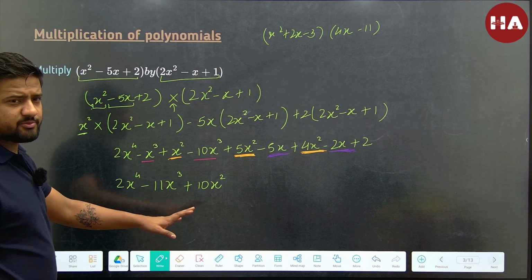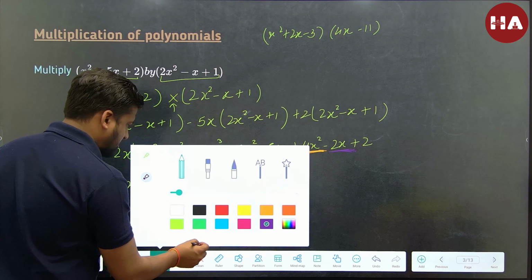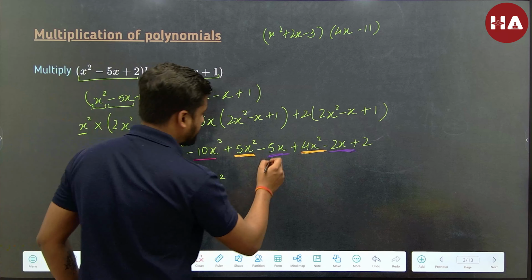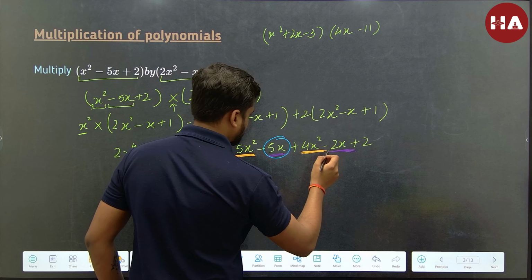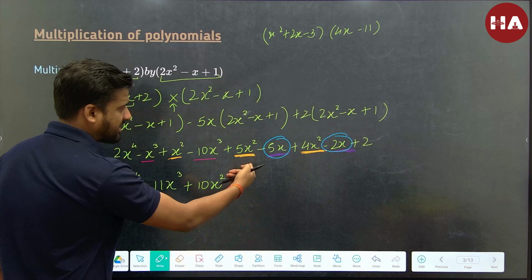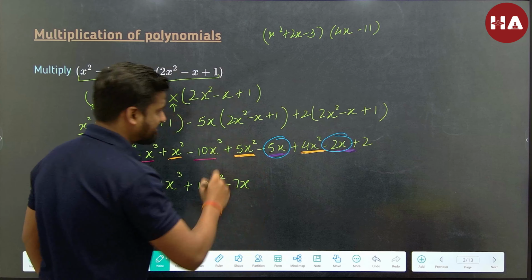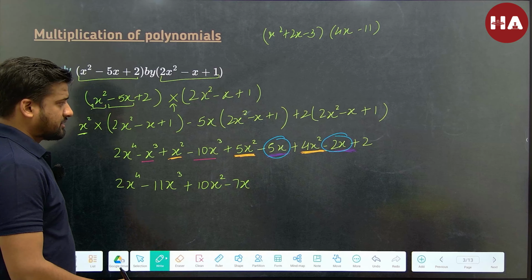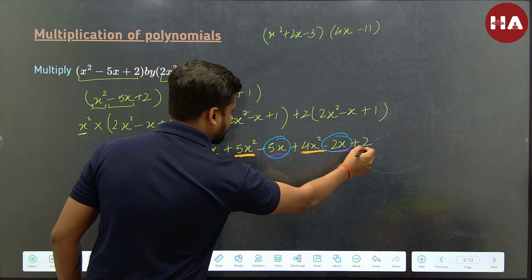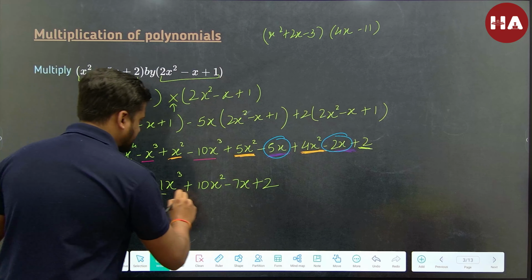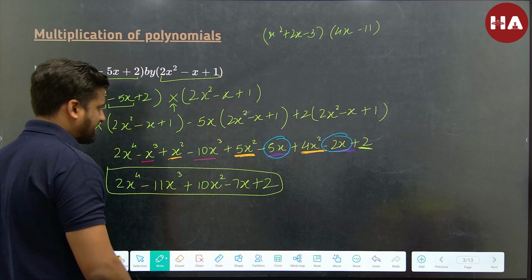I hope it is visible. Alright, if it's not, wait. Okay, this one will be much better. And this minus 5x minus 2x is minus 7x, right? And just the constant term, that is plus 2, and that is my complete answer.